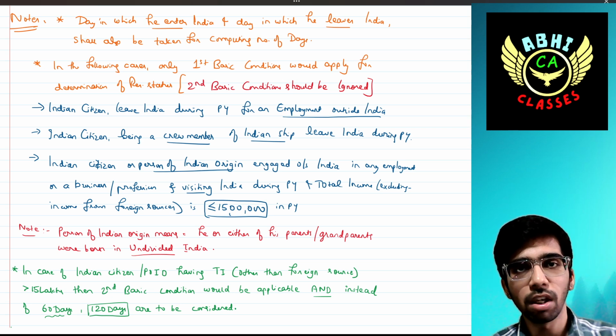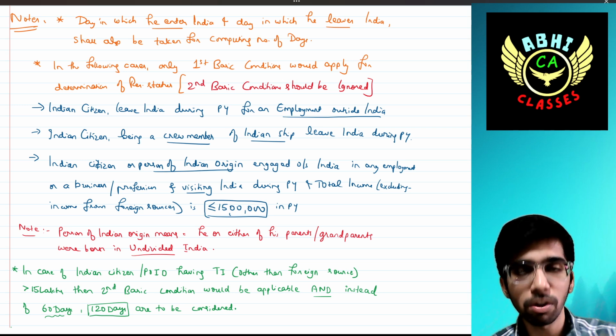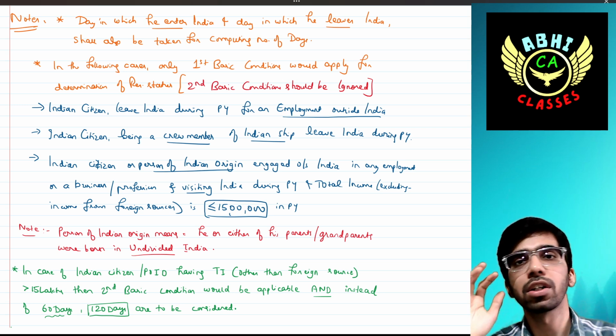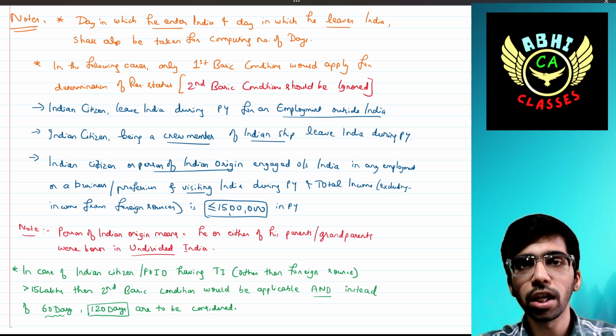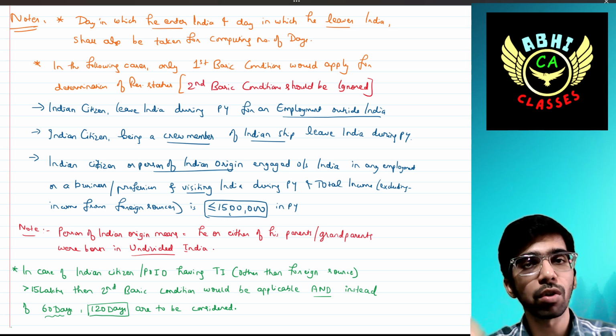Then further it is the same. If he satisfies the first basic condition, he is resident. If he is not satisfying the first basic condition, then he will be flatly considered as non-resident. We should not see the satisfaction of the second basic condition. It should be ignored. Okay.